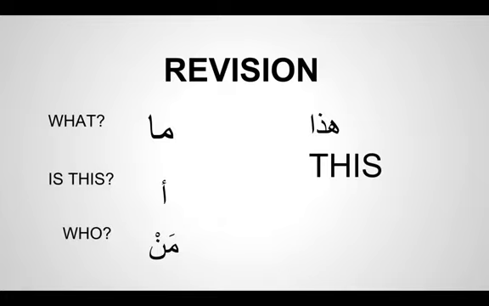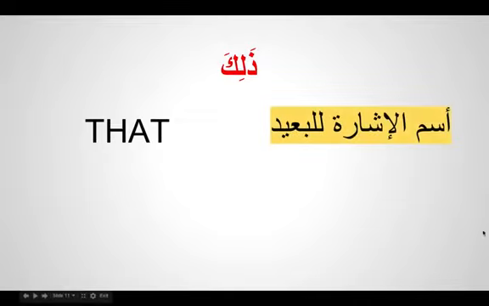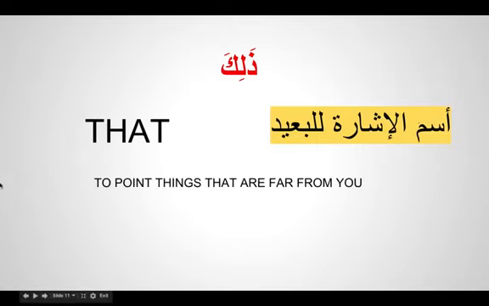So after hadha, logically we'll be learning about DHALIKA. So what is DHALIKA? It means that. And how do we say it in Arabic? The same thing. It's ismul isharatu lil ba'id. Ba'id means far. So a noun to point at things that are far. Ismul isharatu lil ba'id. So this dhalika is used to point at things that are far from you.